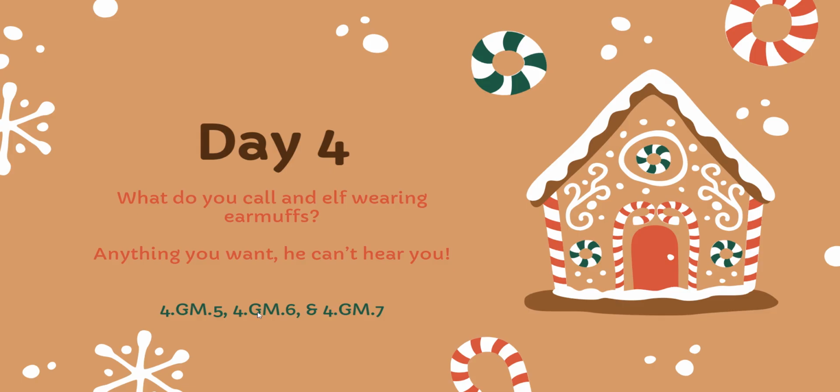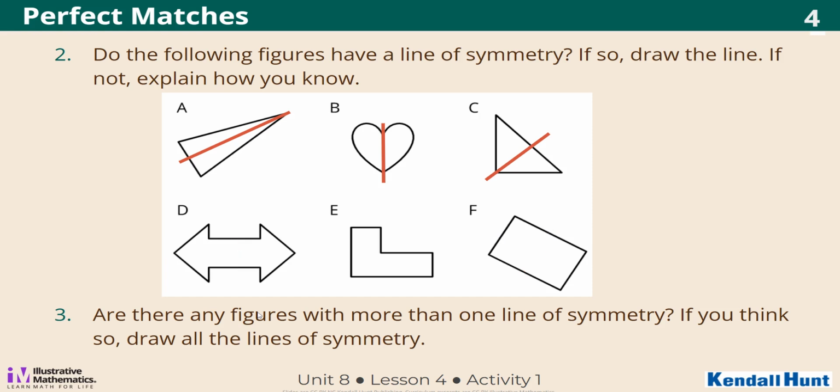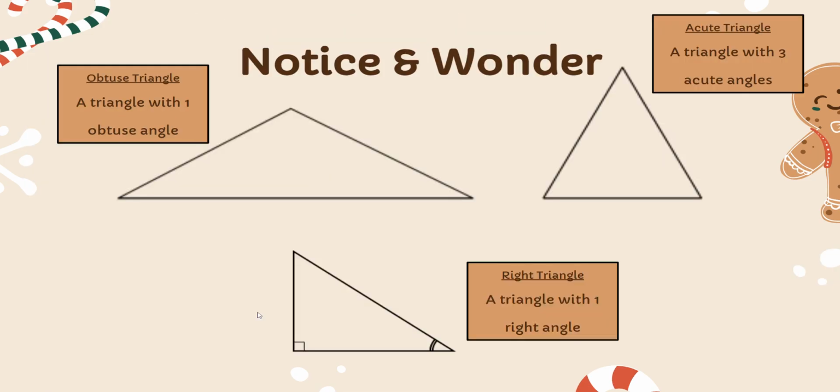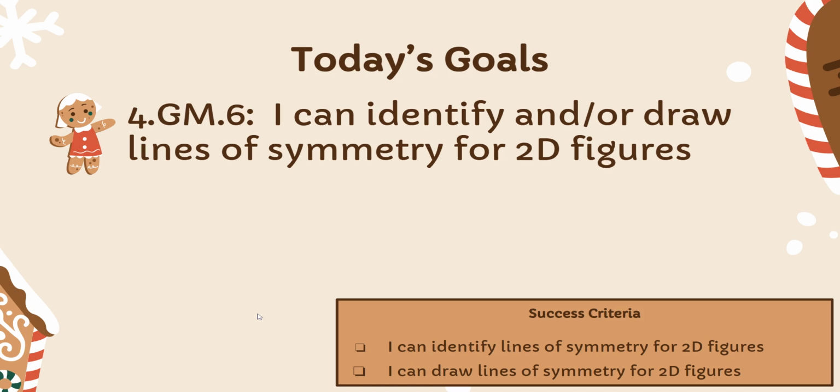Okay, so just a reminder of what we worked on. I'll go back to the front for you. So our goals today, this was for GM6, and we said that I can identify and/or draw lines of symmetry for 2D figures. Think about if you can do these things. Can you identify lines of symmetry for 2D figures? And can you draw lines of symmetry for 2D figures? I hope you can now. And I hope you also have a good understanding of identifying triangles by their angles.